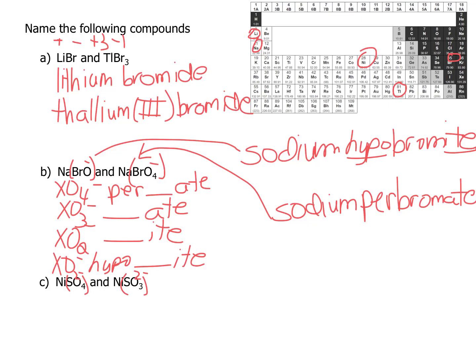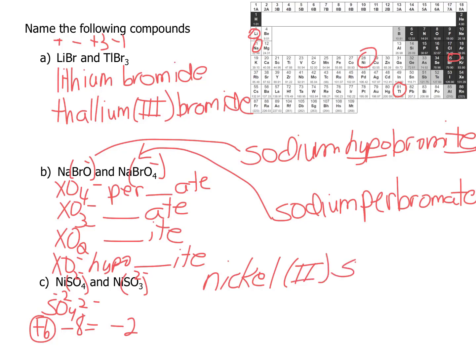Now, sulfur is in group 6. So in order to figure out if we're dealing with an ate or an ite, we need to figure out if it's at the maximum oxidation state. So for SO4 2-, well, it has to add up to 2-. The oxygens will be each -2, and there's 4 of them, so -8, so sulfur is +6. So this first compound with SO4 is the same oxidation state as the group number. So we would name this one nickel, Roman numeral 2 to give the oxidation state, sulfate.